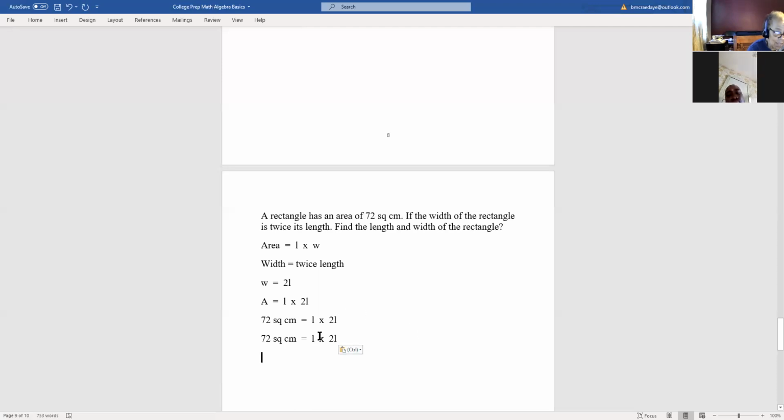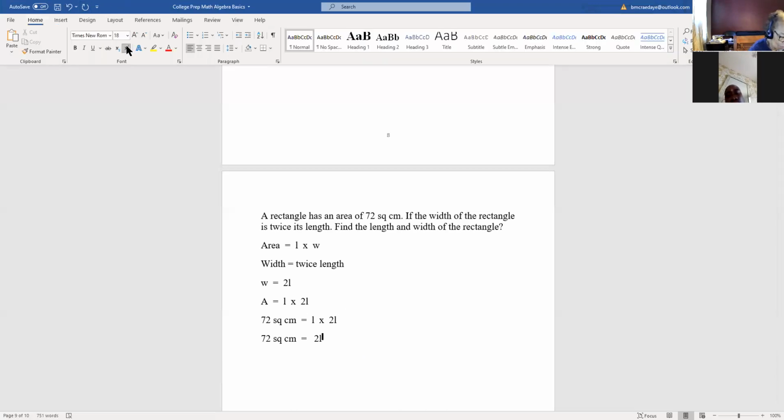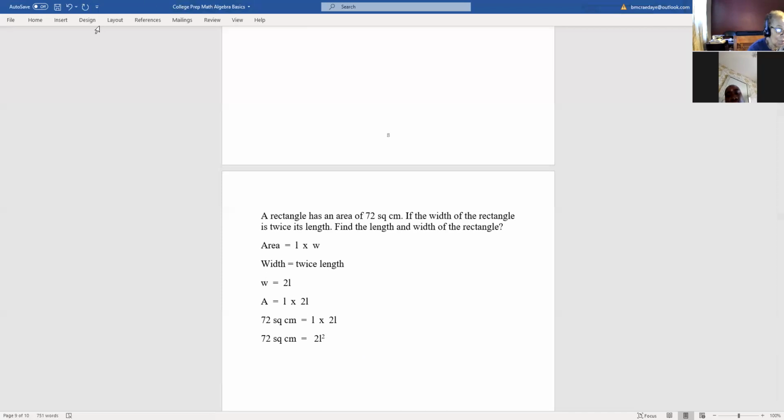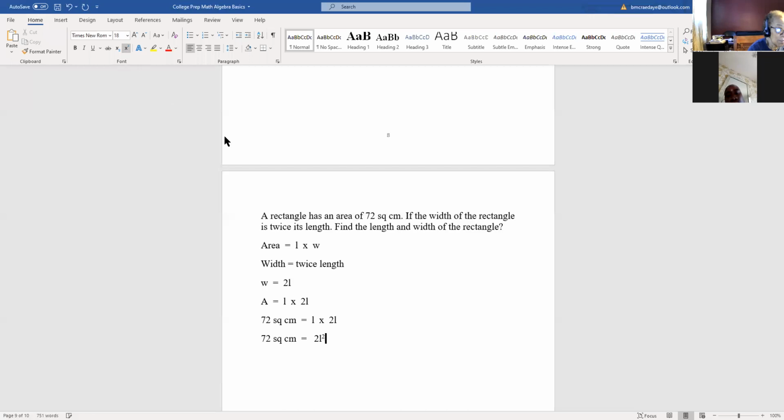So what would this be right here? The base is 2 and the exponent is 2. It would be to the second power, right? So let's put our second power here. Okay, so it's 2L squared. Let's just bring that out.